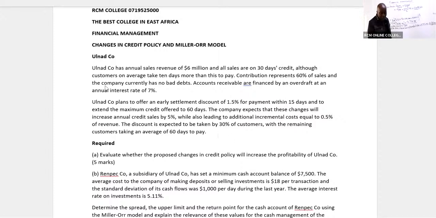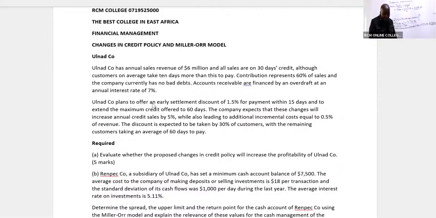So I'm told here ULNAD company has annual sales revenue of 6 million and all sales are on 30 days credit, although customers on average take 10 days more than this to pay. Contribution represents 60% of sales, and the company currently has no bad debts. Accounts receivable are financed by an overdraft at an annual rate of interest of 7%.